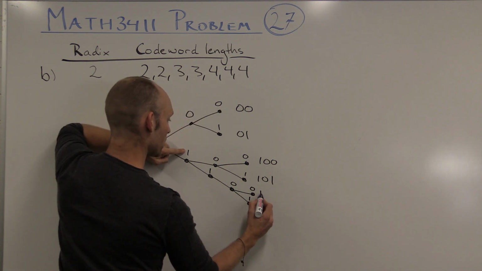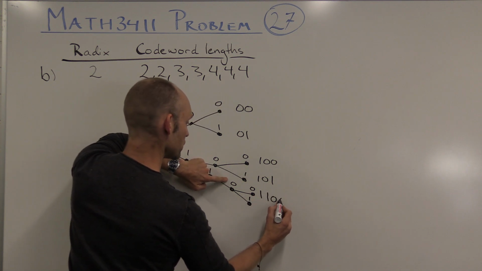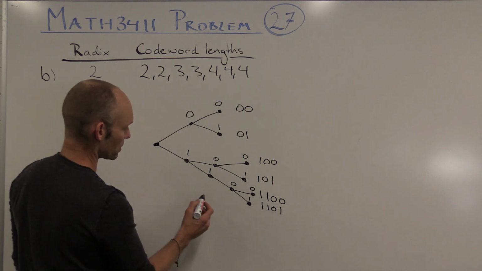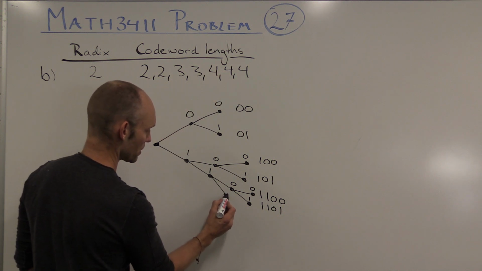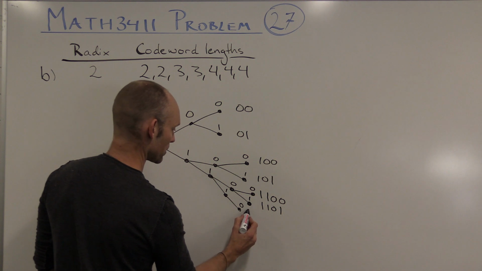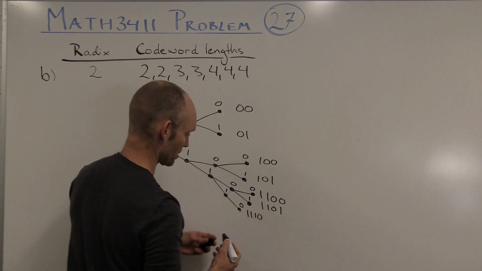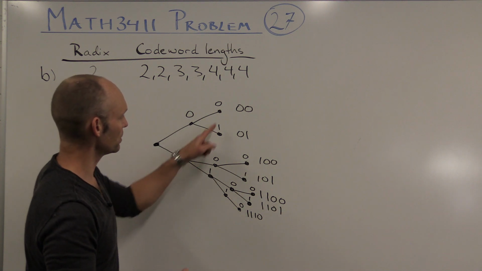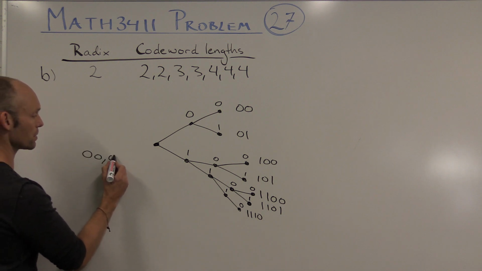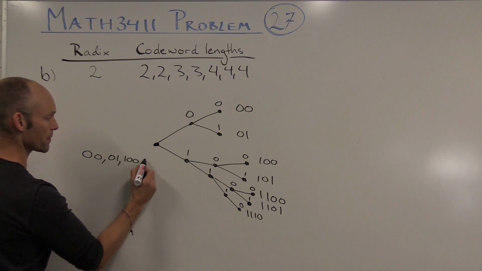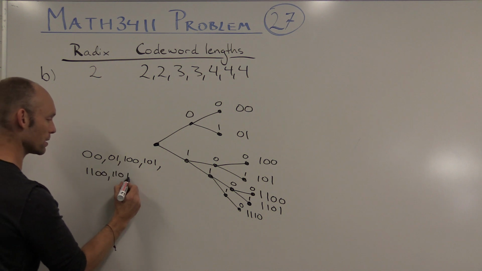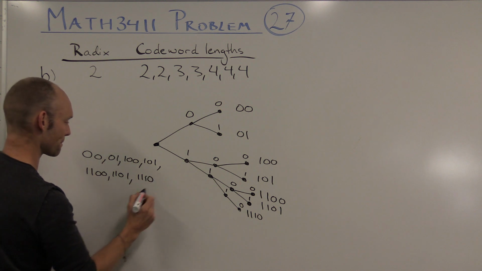So 1100, and then that one is the same except for the last digit. And finally, the last 4, we can branch off from this node. We have 1, and then we're just using a single node here, which would then be 1110. And there we're done. The code that we now have can be written up like this: 00, 01, 100, 101, 1100, 1101 and 1110. So this is our code.